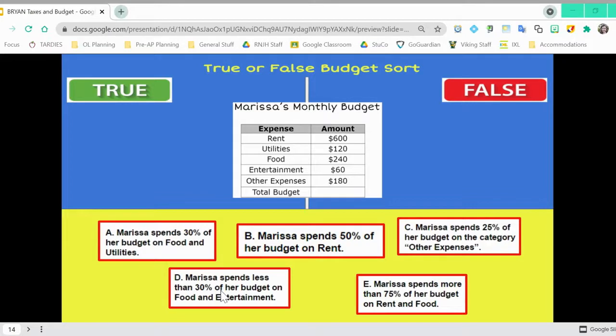You are going to use your notes that we went through, those first 4 examples that were very similar to this with Bob and Oscar's budgets. And you are going to use those strategies of using a proportion or multiplying by a decimal to solve for the amount of money that 30% of her budget is, and 50% of her budget is, and 25% of her budget is. And you're going to see if each of these statements are true or false.